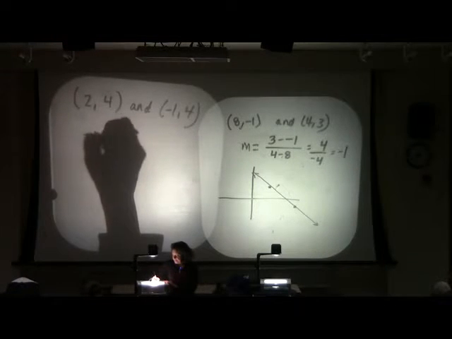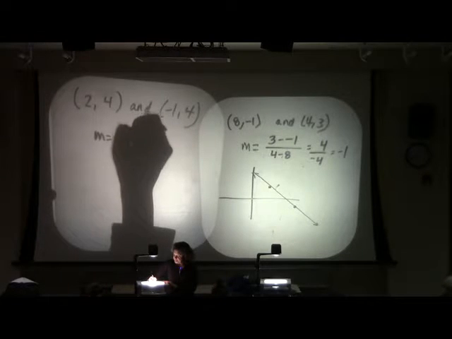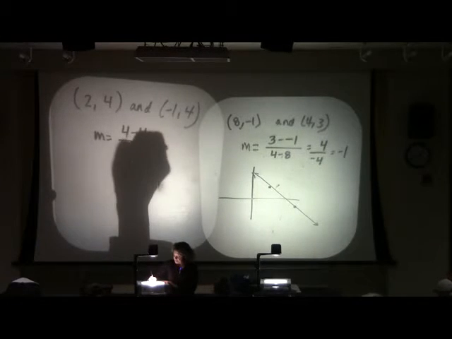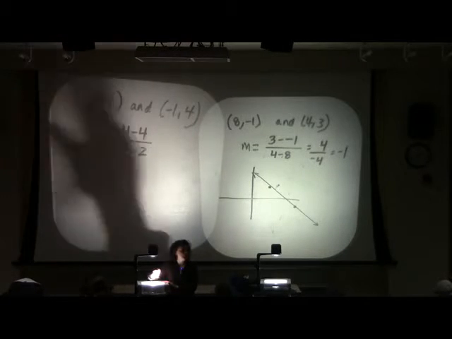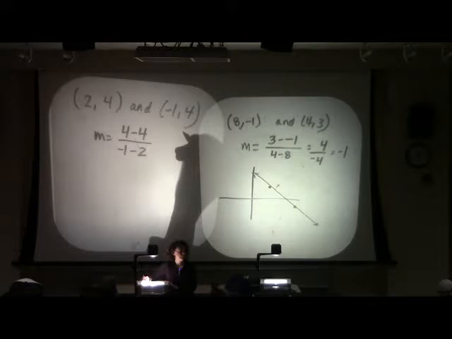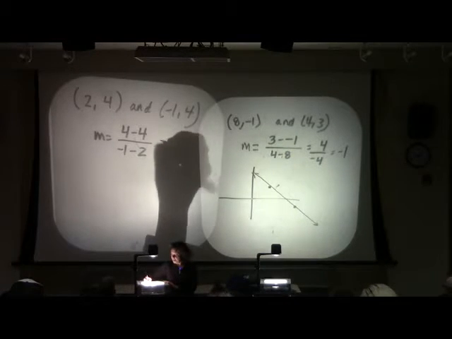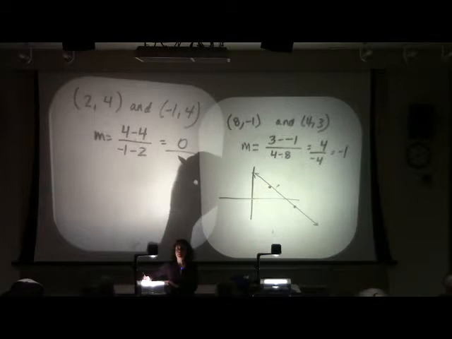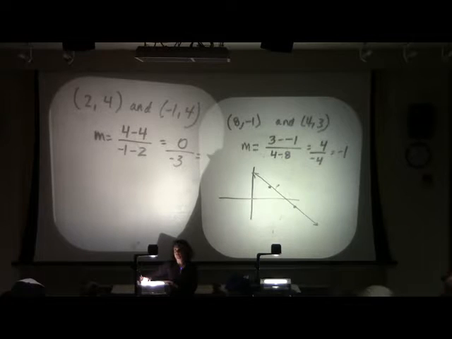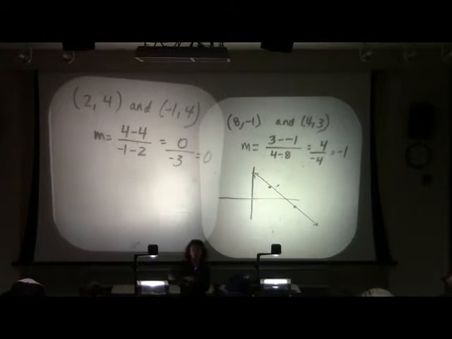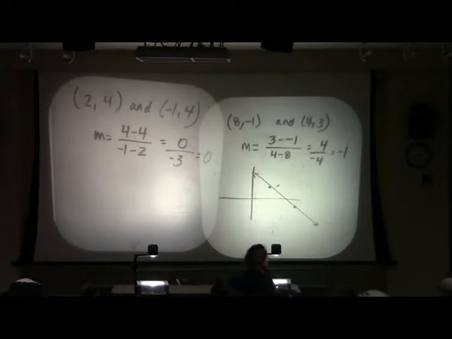All right. Again, your slope is your change in y values over the change in x values. What do you get in your numerator? This is not a rhetorical question. 0. What do you get in your denominator? -3. What's 0 divided by -3? 0.